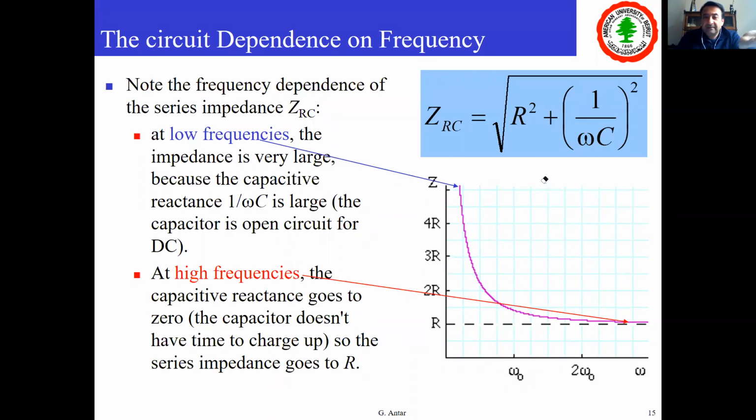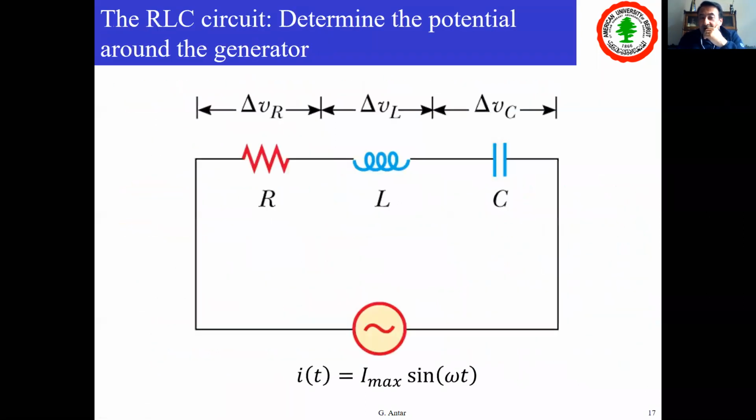Okay, let's continue by putting an RLC circuit in series and see what happens in this case. Once again, look at what's given. What's given is basically the current I. The reason I'm giving you the current I is that it is common to all three components. What's not common to the three components is the potential difference.